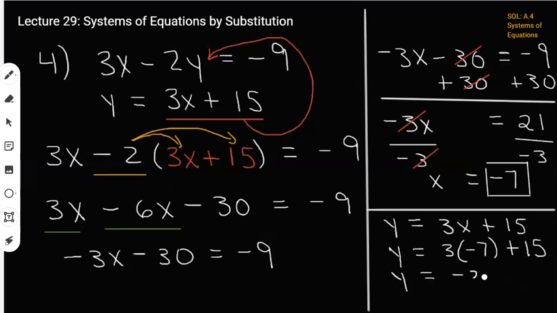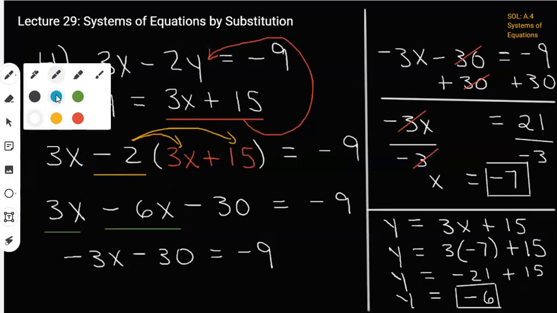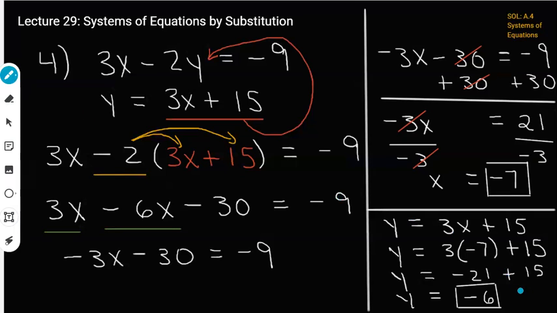3 times -7 is -21. -21 plus 15 is -6. Perfect. I'm going to put a box around that. So once you've got x and you've got y, you can write your ordered pair. I'll do it in blue. It's going to be -7, -6.